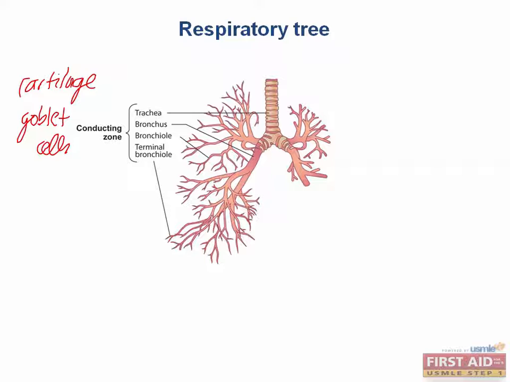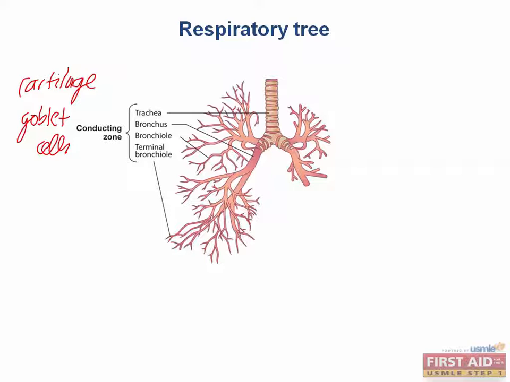Awesome, the terminal bronchioles, with pseudostratified columnar cells and smooth muscle. Now, why is this region called the conducting zone? Because it basically just transmits air. It's considered anatomic dead space, which means it does not participate in gas exchange.